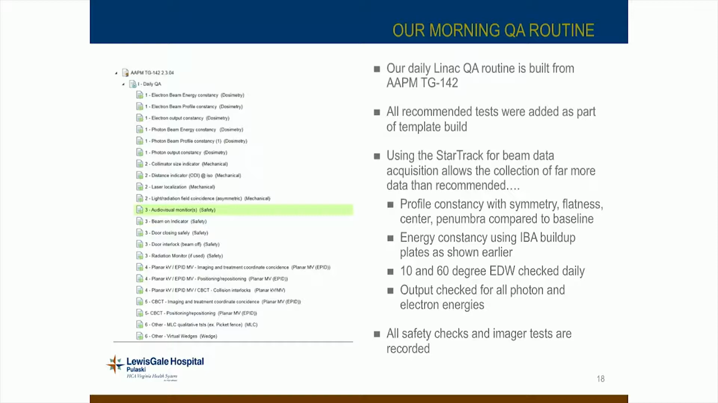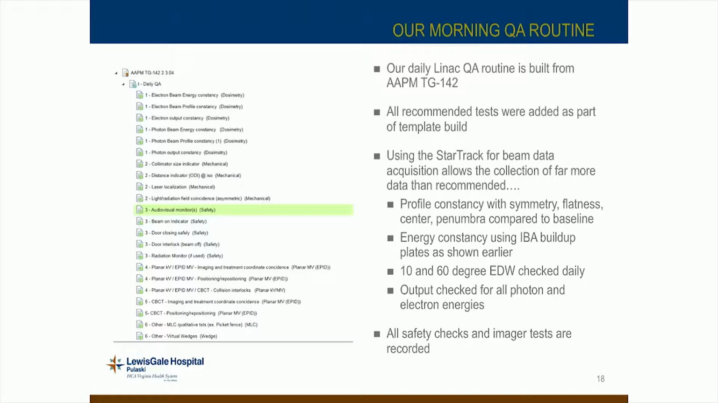We use a StarTrack to acquire the beam data, and this allows us in the morning to take a whole lot more data than is actually required for morning QA. For example, part of our morning QA, we do profile constancy. It's got symmetry, flatness, center, penumbra, and all of these are compared to a baseline. The energy constancy plates, we use that to sort of make sure the energy is where it should be on the machines every morning. We do a 10 and a 60 degree enhanced dynamic wedge check every morning. And that just sort of comes along. It takes another 100 monitor unit shot to do that. And the output's checked for all photon and electron energies. And with this, we do this at the same time.